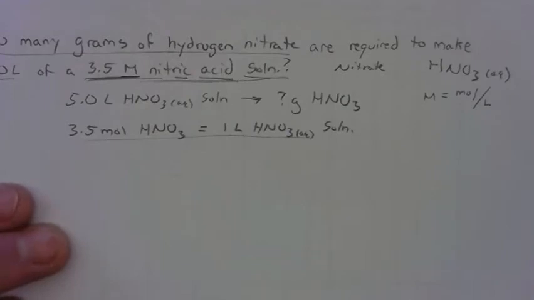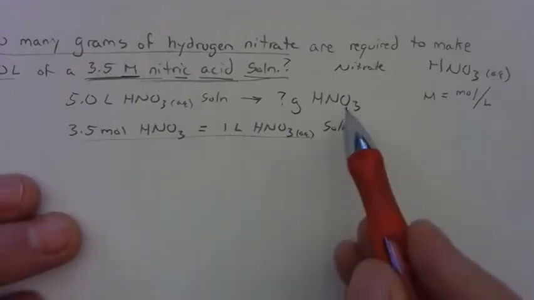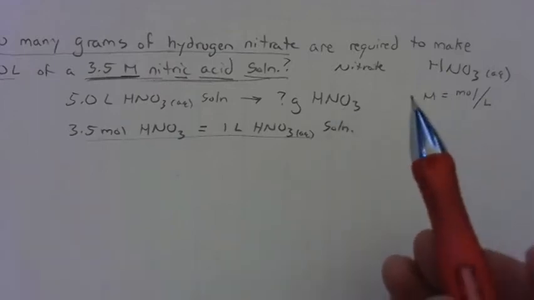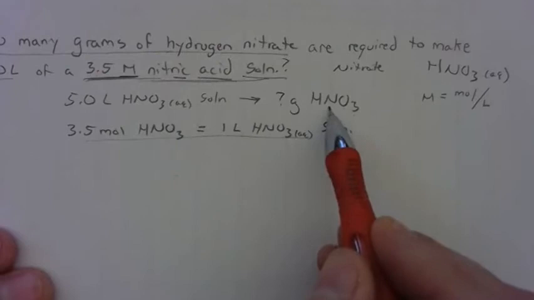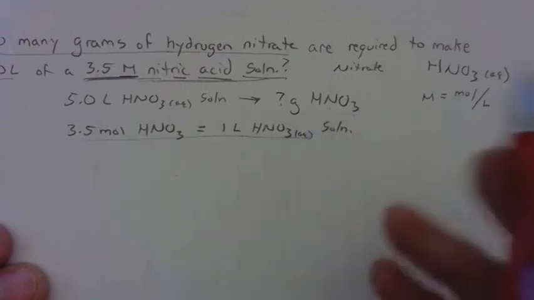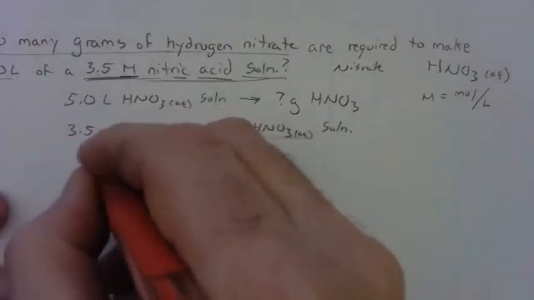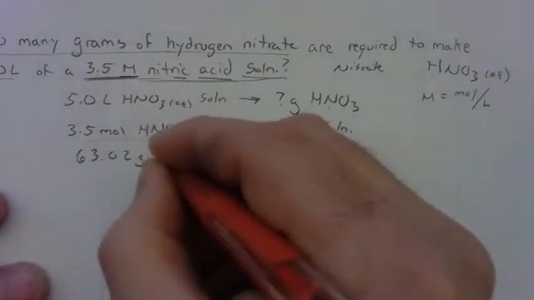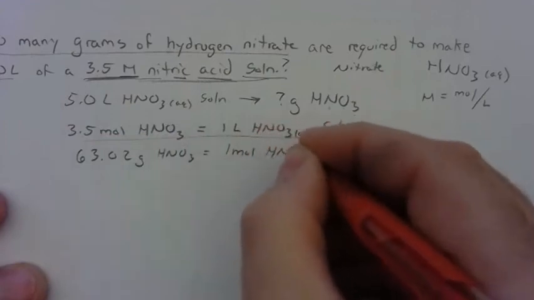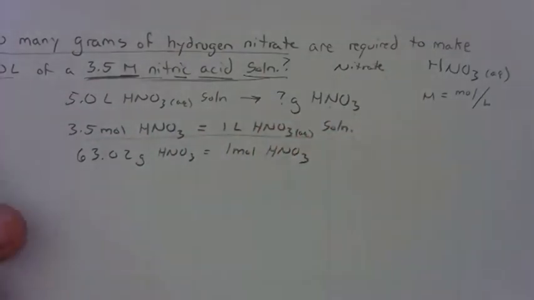Now the second equality I need is the molar mass. Now I have 3 oxygens at 16 each, so that's 48. 1 nitrogen at 14.01, so that's 62.01. Then I have hydrogen at 1.01, which gives me 63.02 grams of hydrogen nitrate for every 1 mole of hydrogen nitrate.